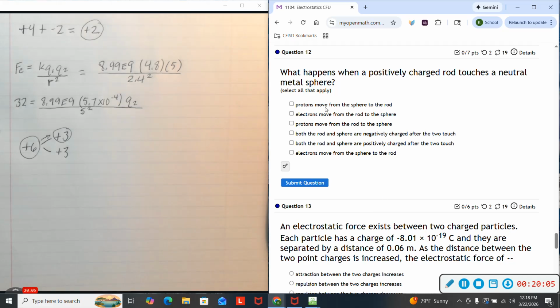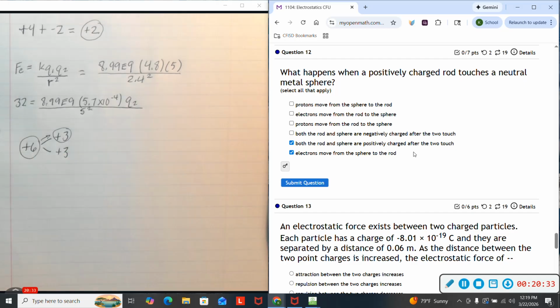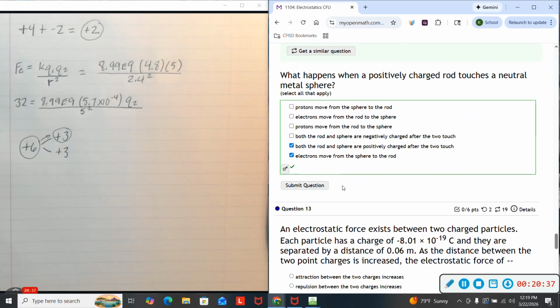So let's look at our options. Again, we're not going to pick anything that says protons move. We know that electrons are what moves, and for my positively charged rod, it's actually going to attract electrons. Opposites attract. And so that positively charged rod is going to steal electrons from that neutral metal sphere. So electrons move from the sphere to the rod is what we're looking for, which is actually the last option here. And then afterward, both of these things are going to be positively charged. Again, if we started with positive 6, it'd be 3 and 3, but they would both have the same charge, and they would both, in this case, be positive.